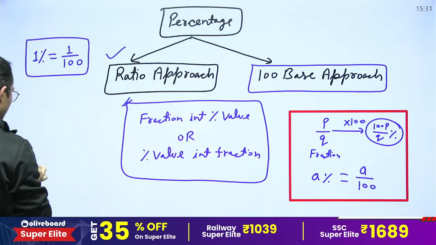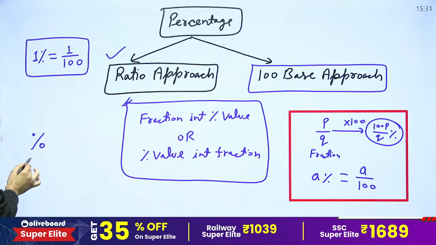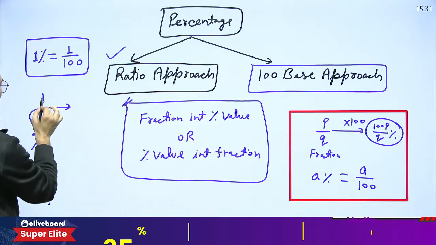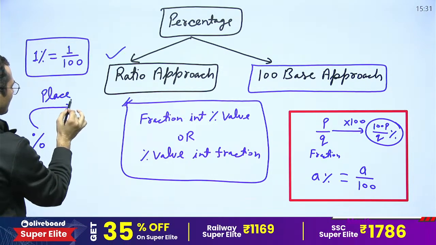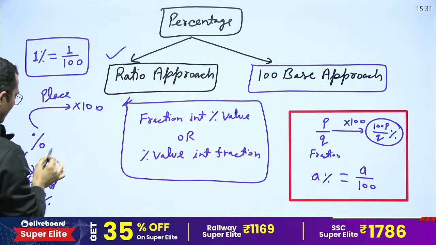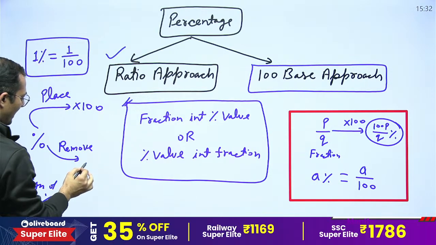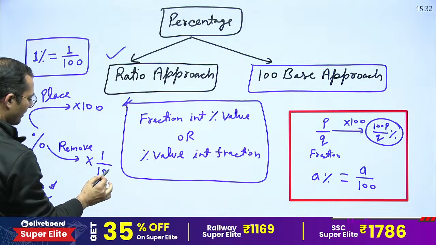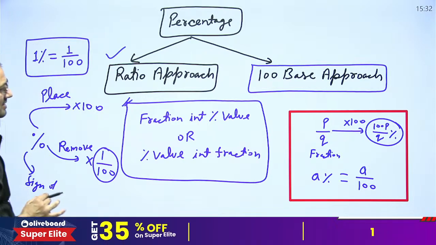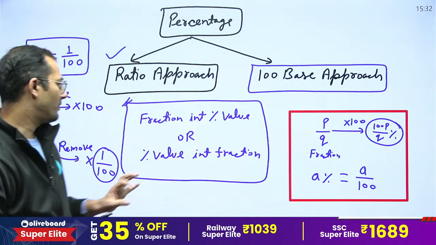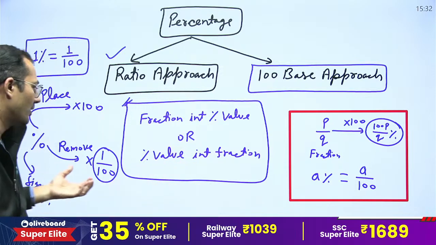So simply we can say that this is the sign of percentage. If we have to place the sign, we will multiply by 100. If we have to remove this sign, then we will multiply it by 1 upon 100, right? So this is the simple fact we must know, or all must know about it, right?